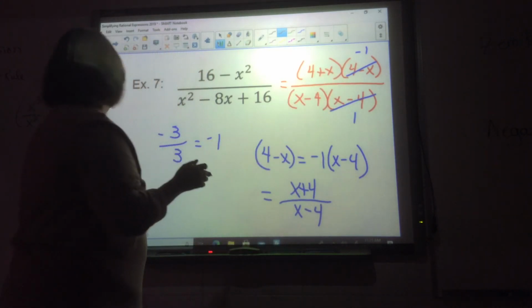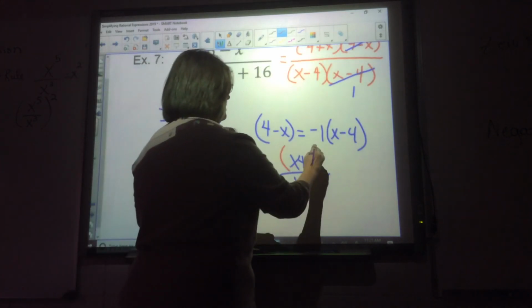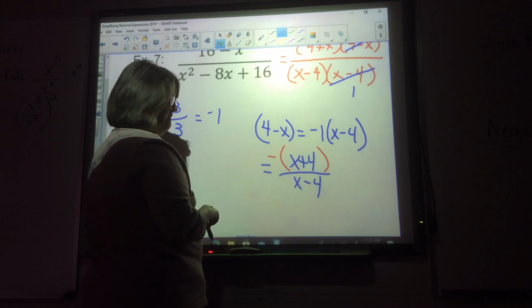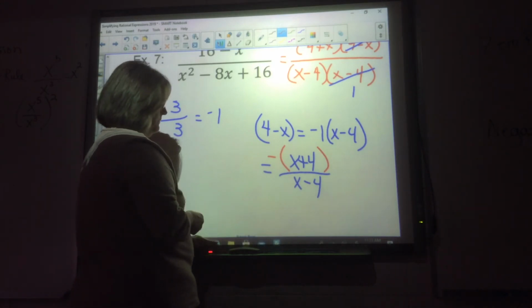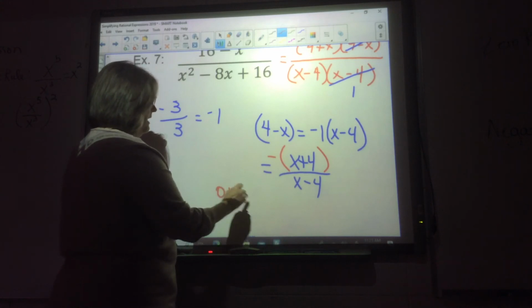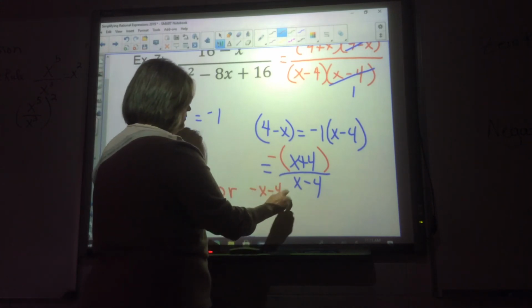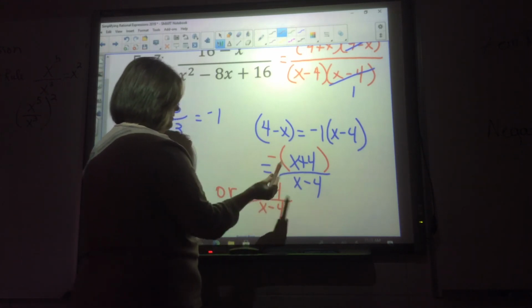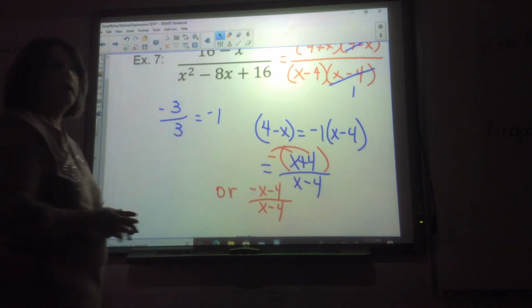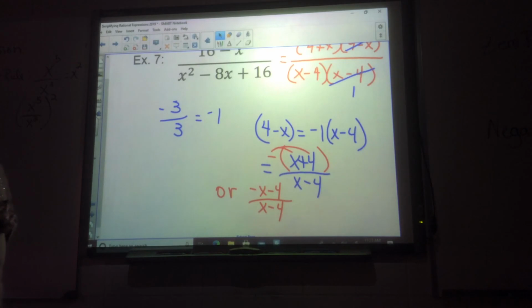So this is x plus 4, negative x plus 4 over x minus 4. That's your answer. Or they may write this as negative x minus 4 over x minus 4. They may take that and distribute it. So either of those answers are good. Thank you.